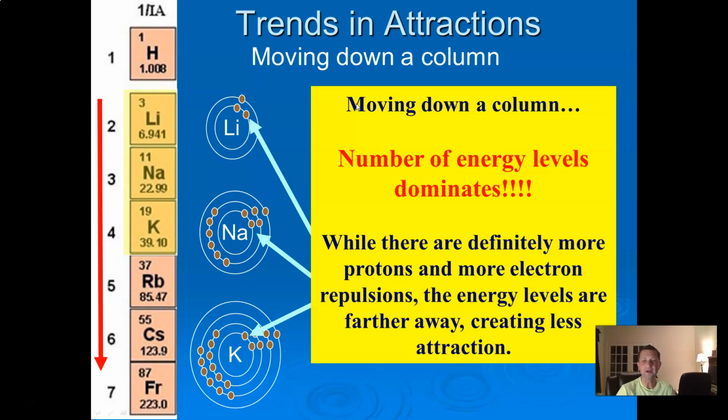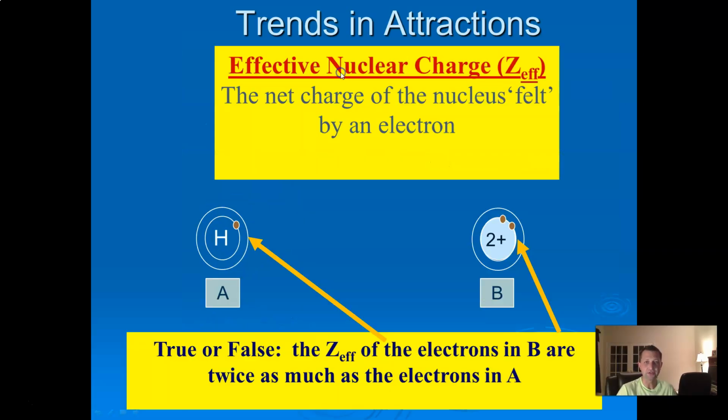So here we are. We're focused on valence electrons now. So moving down a column, you only want to focus on number of energy levels. That is massively important here. So number of energy levels dominates. While there are definitely more protons going down, more electron repulsion, more energy levels, right? They are further away. So that creates less attraction between the nucleus and your valence electron. So the trend in attraction going down a column is super easy because you focus on energy levels only if you are focused on those valence electrons, which is what you usually are focused on. Okay? So those are the same nuclear charges as before.